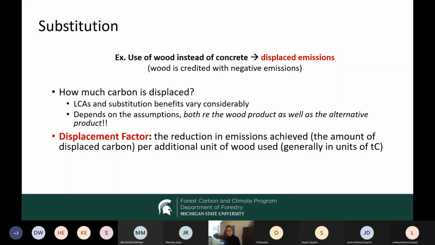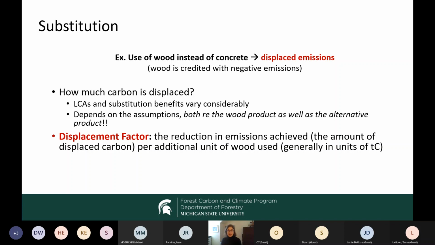And so the way we can think about substitution, for example, is that use of wood instead of concrete is going to lead to these displaced emissions. Again, wood is credited with these negative emissions. How much carbon is actually displaced in this process, right?